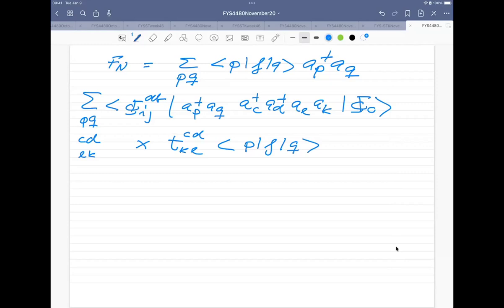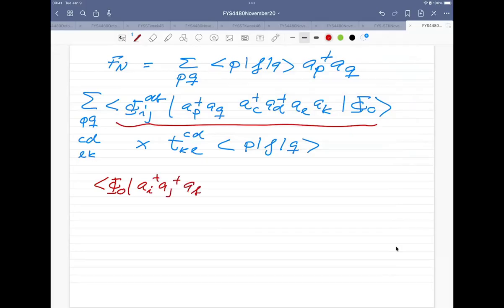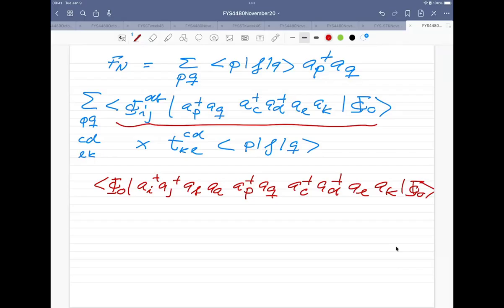So let's now just simply take this term only, and we look at the contractions. So let's just write out the contractions. What we're going to have then is phi 0, and then we have a_I a_J dagger, a_B a_A, and then we have a_P dagger a_Q, and then we have a_C a_D a_L, acting on phi 0.